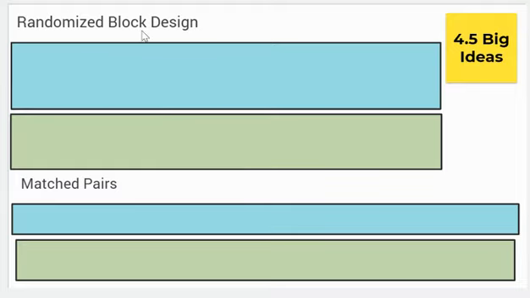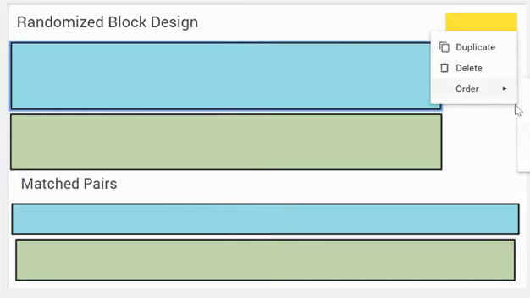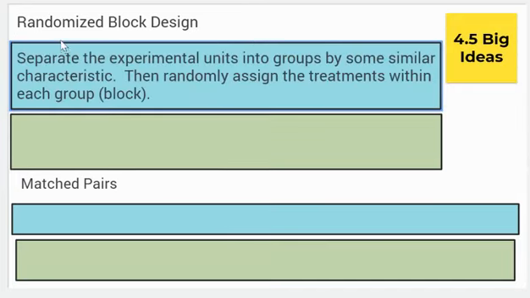But then we have this randomized block design, and this is where we do some grouping and we create blocks. So let's take a look at this first explanation that we have. When we create a randomized block design, what we're doing is we are separating the experimental units into groups. And these groups are created by some type of similar characteristic. Maybe it's by gender, maybe it's grade level, maybe it's by type of breed of dog or breed of cat. It just depends on the context. But we are separating our experimental units into groups by some type of characteristic.